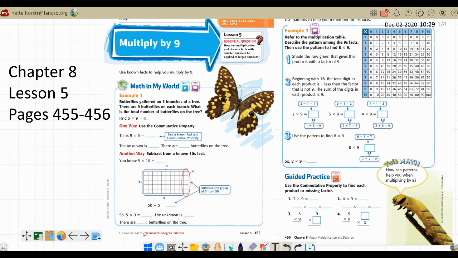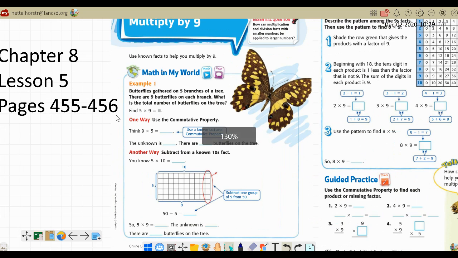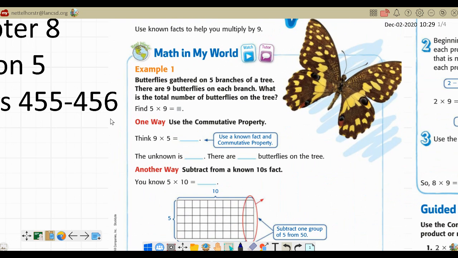So give me a second while I make this bigger. Can I do it this way? No, that was not the way to do it. How was it? Well, I can use the mouse because I know that works. No, it doesn't. Let's see. Well, it did work before. There we go.